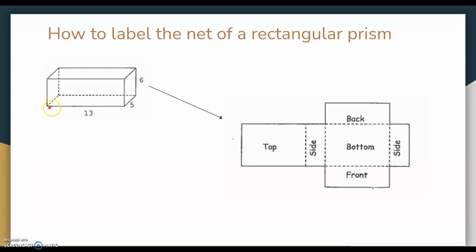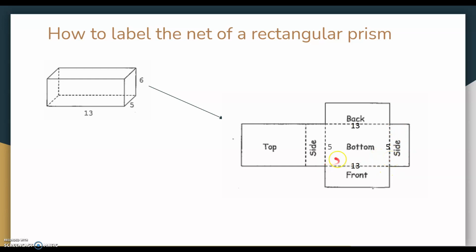And hopefully you guys see that the bottom would have a length of 13 and a width of 5. So my two measurements are 13 and 5. So when I go to label them over here, the 13 was talking about the length, so I would put 13 right here for the length. And then my width would be 5. So my sides would be 5.